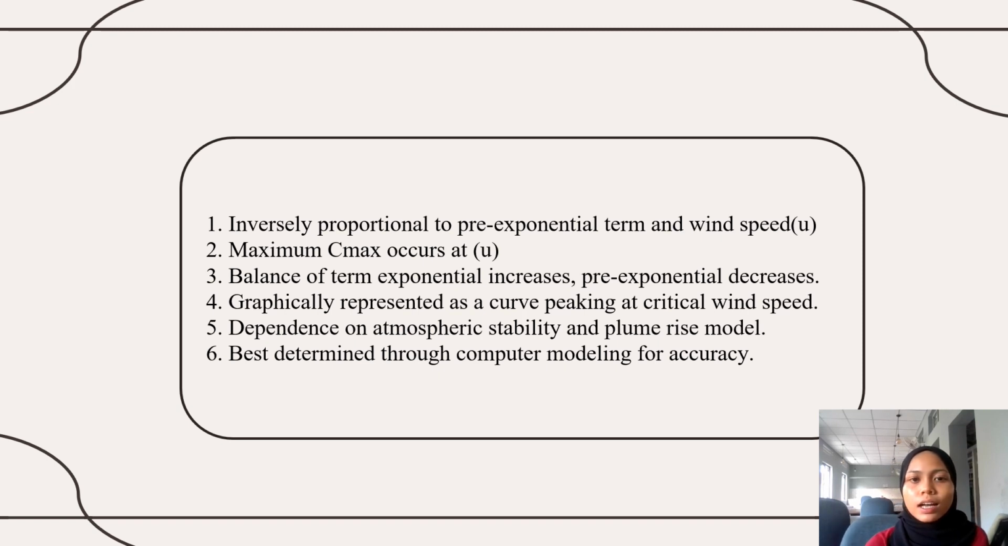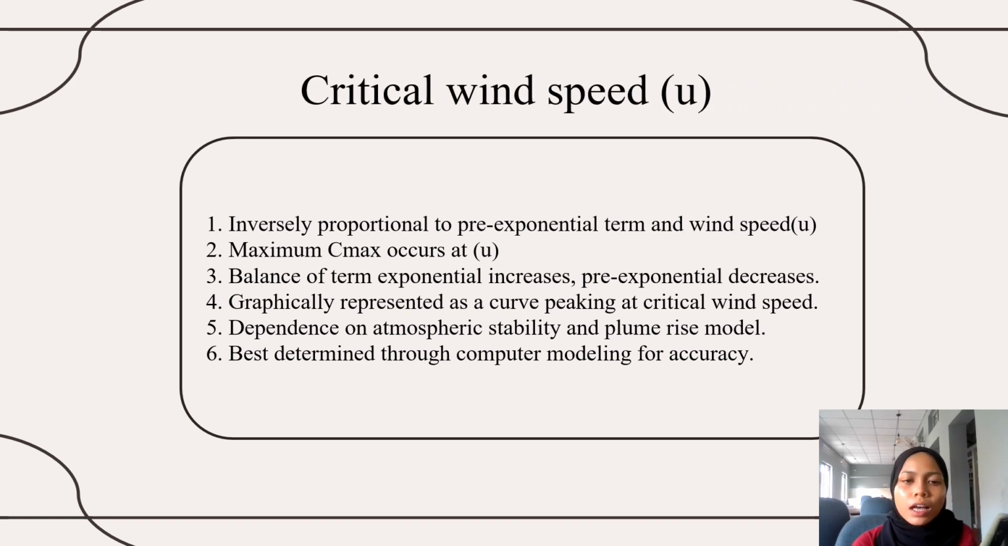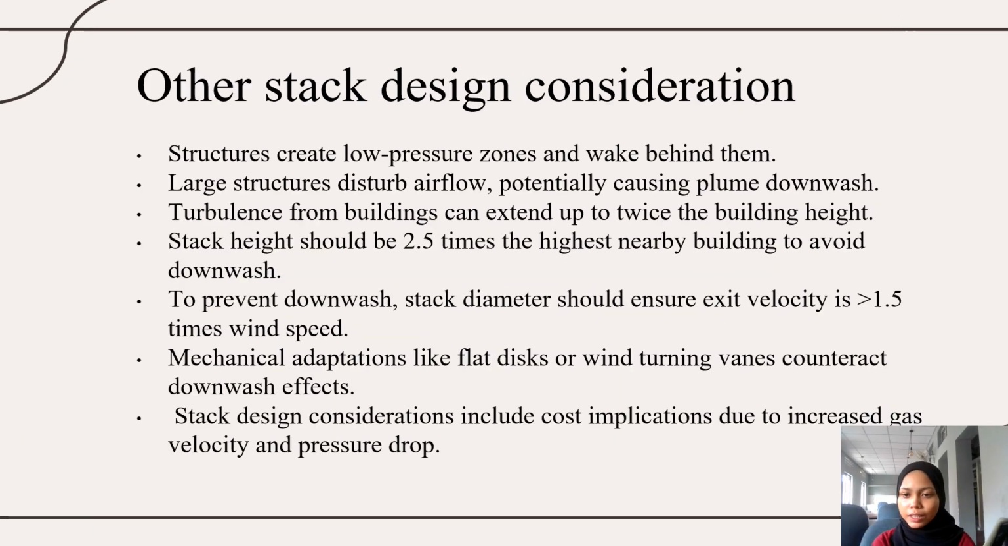Next is the critical wind speed. It is actually inversely proportional to the pre-exponential term and wind speed. The maximum Cmax occurs at the critical wind speed, where the balance of terms, exponential increasing and pre-exponential decreasing, is graphically represented as a curve peaking at the critical wind speed. It depends on atmospheric stability and the plume rise model, and is best determined through computer modeling for accuracy.